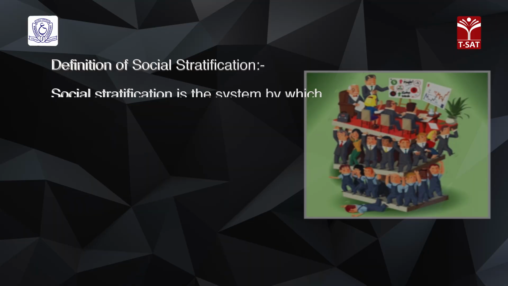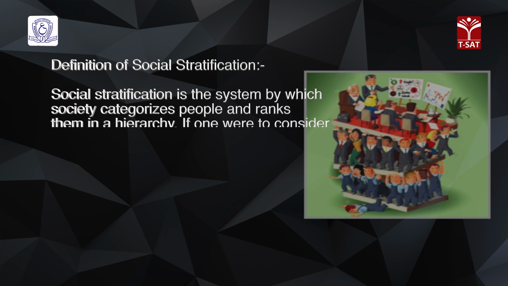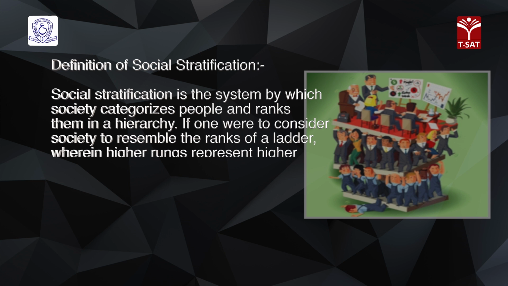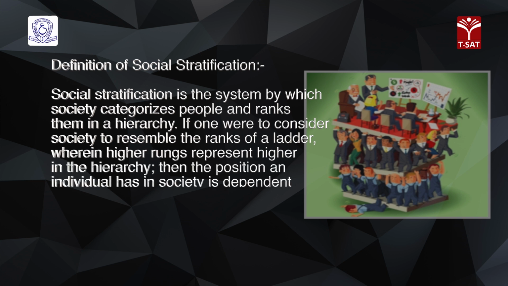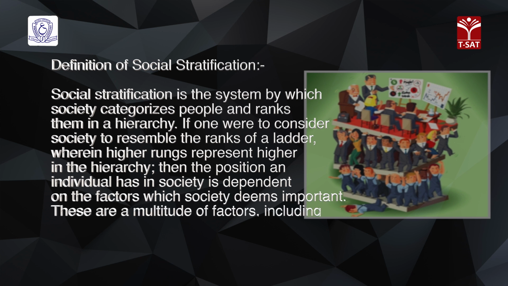What is the definition of social stratification? Social stratification is a system by which society categorizes people and ranks them in a hierarchy. If one were to consider a society to resemble the rungs of a ladder, wherein higher ranks represent higher in the hierarchy, then the position an individual has in society is dependent on the factors which society deems important. These are a multitude of factors including race, gender, wealth, education, caste, etc. Those individuals whose factors align with what society deems important, that is resources, fall at the top of the social hierarchy. Social stratification is a notable trait of society which allows us to understand the hierarchical nature of society and how inequalities are passed down from one generation to the next.